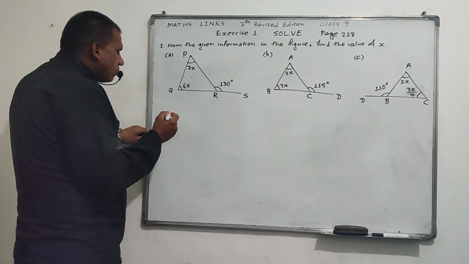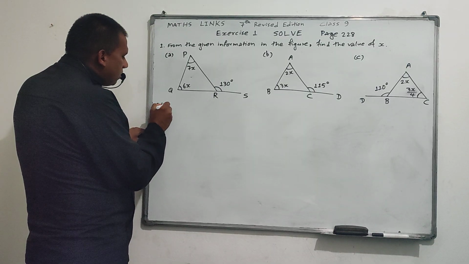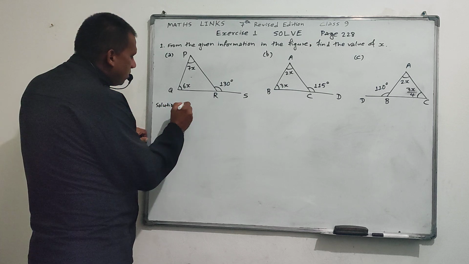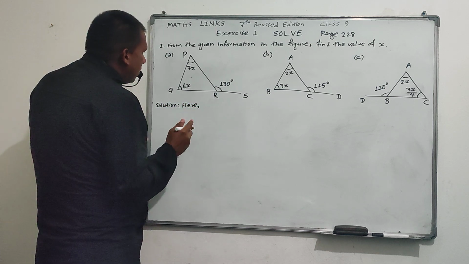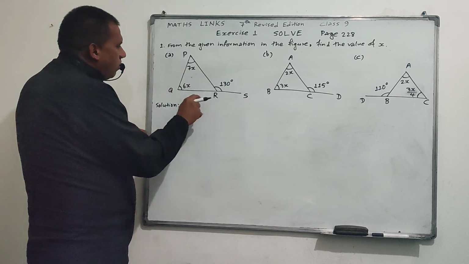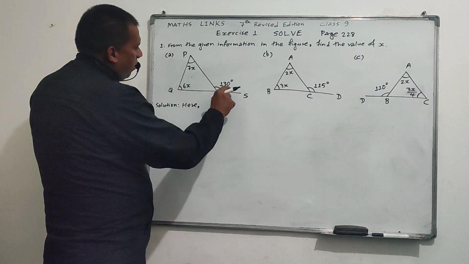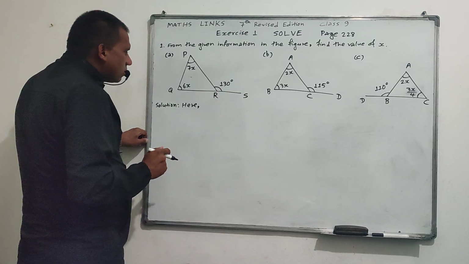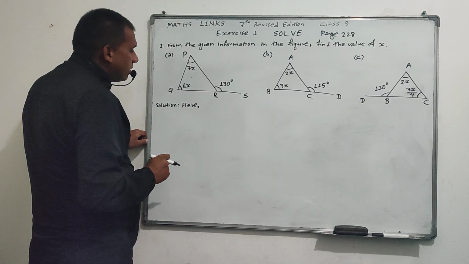Now, solution for 1A. In this figure, triangle PQR is given. Exterior angle is 130 degrees. So we have to find the value of x from this figure.